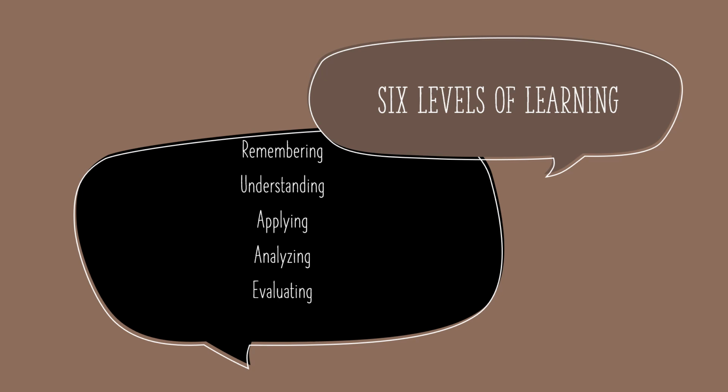The fifth level is evaluating, which involves making judgments about the value or quality of information or ideas. This can involve critiquing an argument or evaluating the effectiveness of a solution. The sixth and final level is creating, which involves using existing knowledge and skills to create something new or original. This can involve designing a project, developing a new idea, or creating a product.